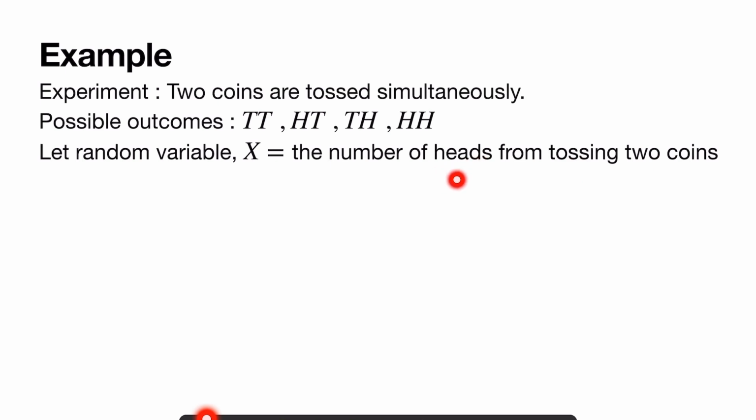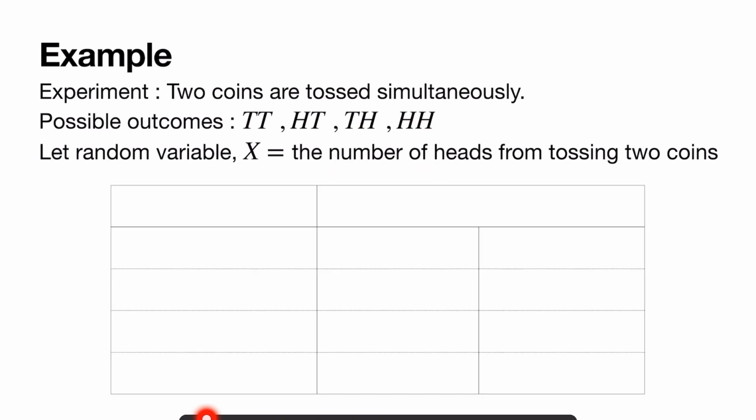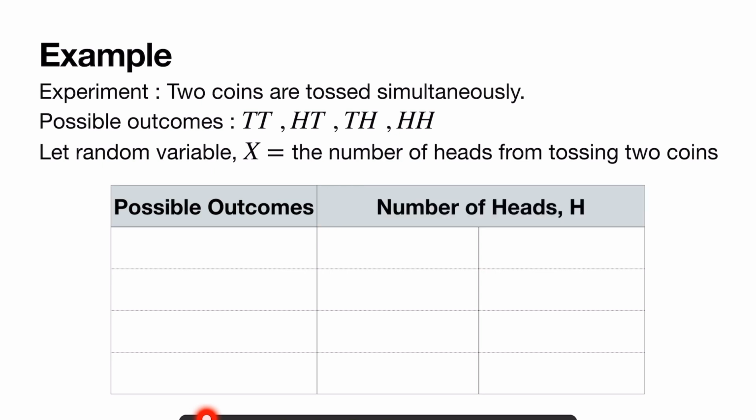You only want to look at heads. Okay, look at your outcomes. What do you want? The number of heads. You don't necessarily have to put it in a table, I just want to show you the possible outcomes and the number of heads, but specifically X is about the number of heads.